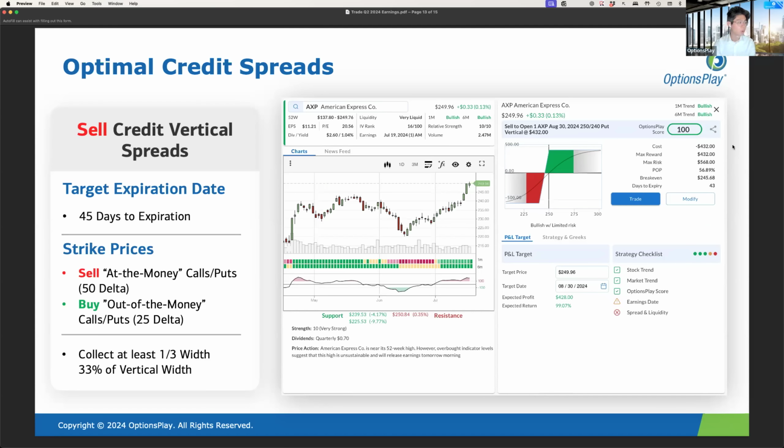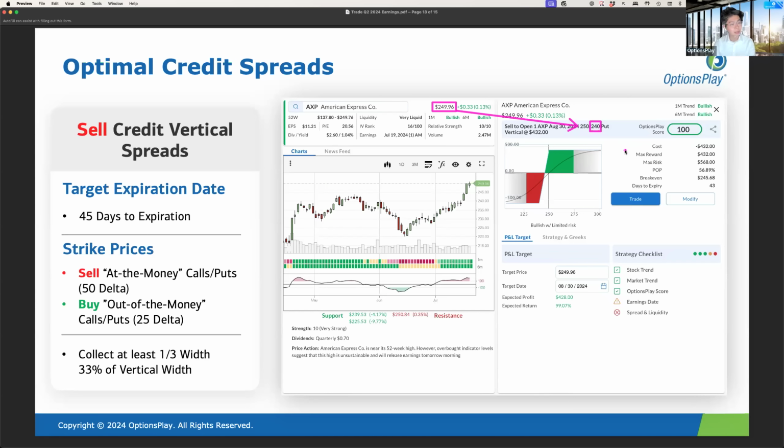So for those stocks, what you want to do is use a credit spread. The credit spread that we use is our standard credit spread. You go out 45 days and you sell the at the money call or put, and then buy back a 25 delta call or put against that. So when American Express is trading at 250, what we're doing is we're selling the 250 puts and then buying a put option that's about a 25 delta, which in this particular case is 240.